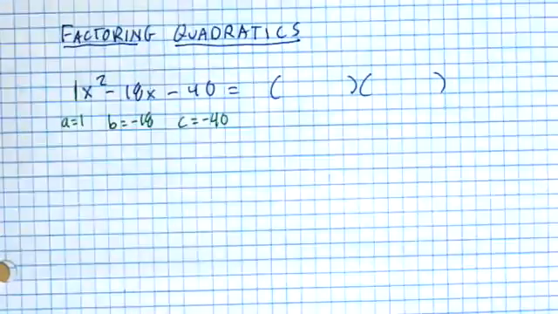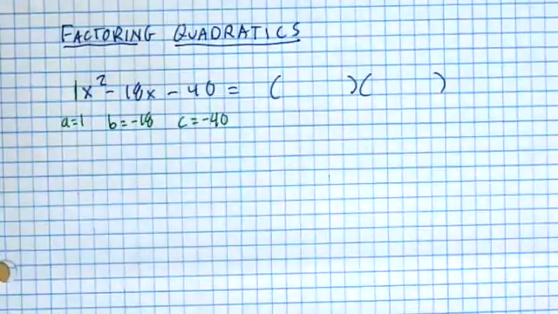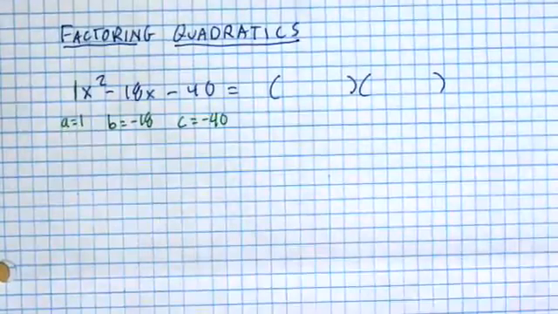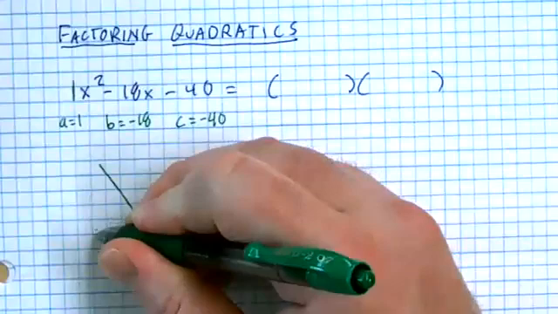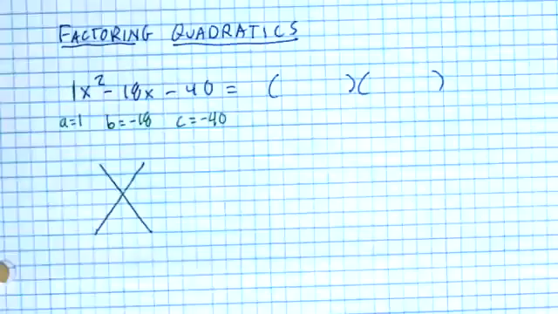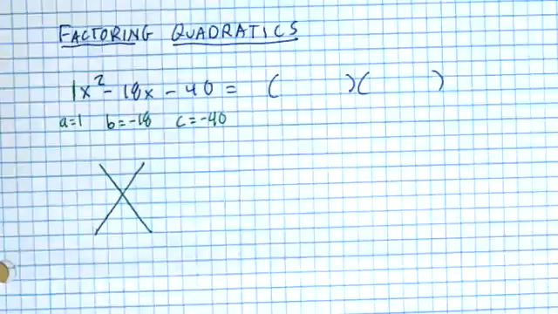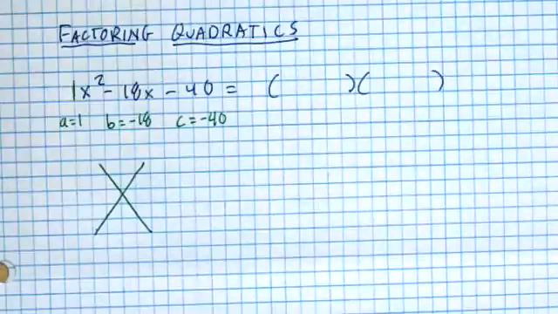I don't usually write these down when I'm doing the work, but since we're taking notes here, I'm writing them down just so that we can have a record of our thoughts. So I would think to myself, A is 1, B is negative 18, C is negative 40. And then we're going to draw an X. This is going to represent those diamond problems. You guys probably did a million diamond problems last year in Algebra 1. I hope you did. If not, I'll show you how they work.